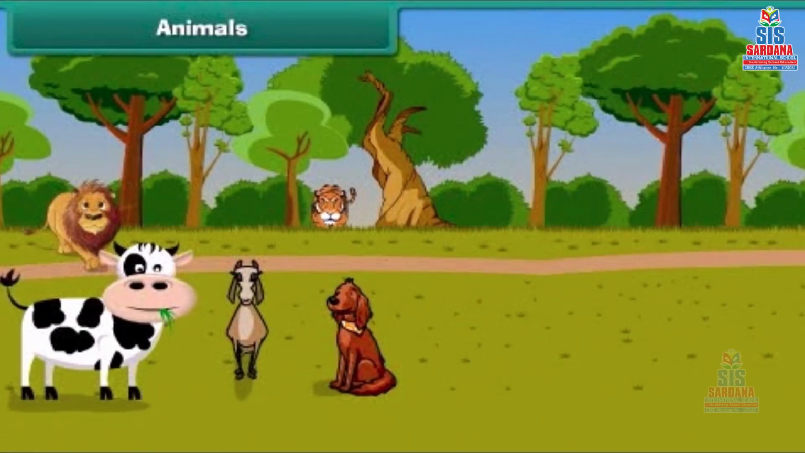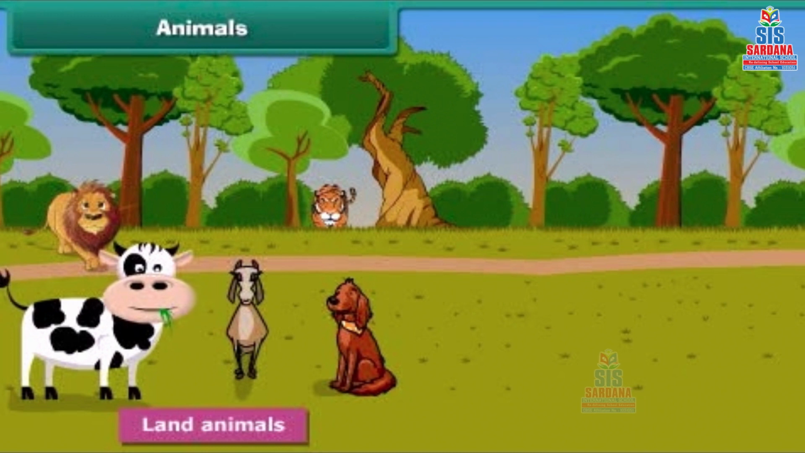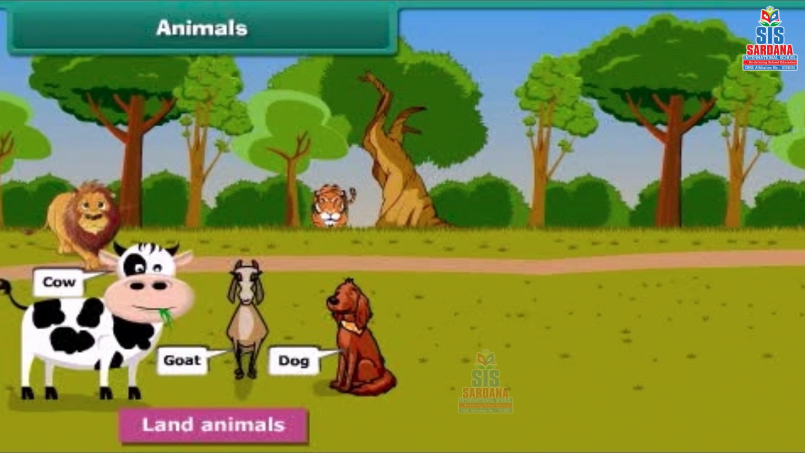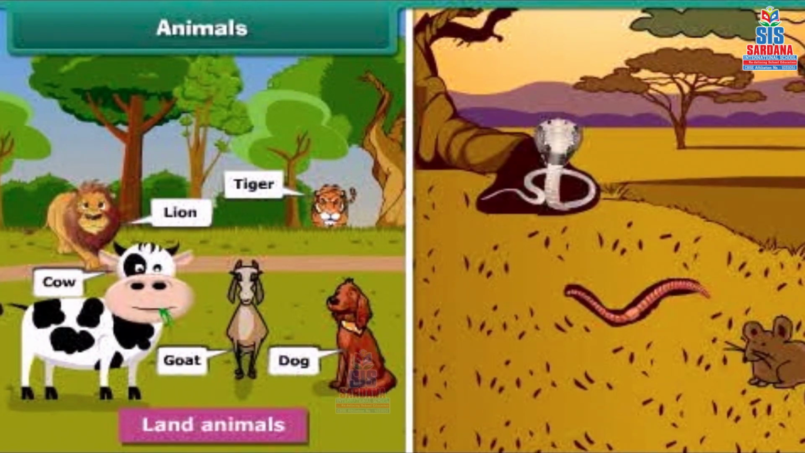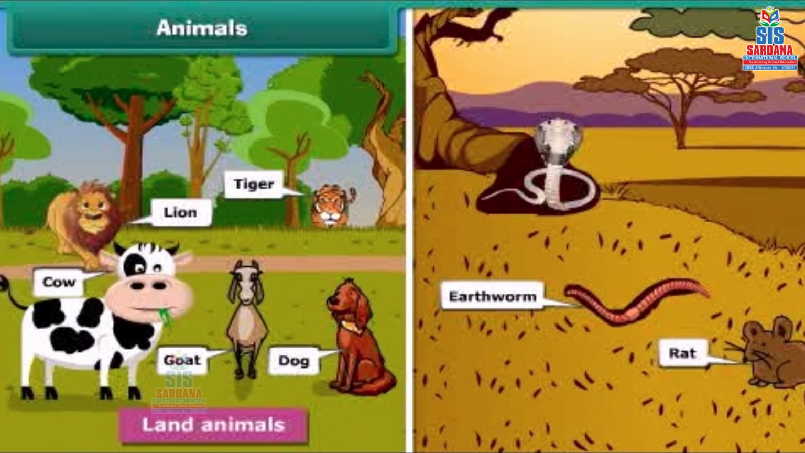The animals that live on land are called land animals. The examples are cow, goat, dog, lion, and tiger. You will be surprised to know that some land animals live under the ground in holes and burrows like earthworm, rat, and snake. These are also known as burrowing animals.